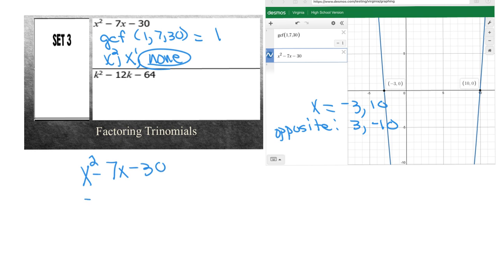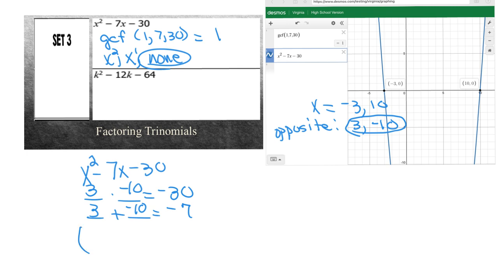I want to know what two numbers multiplied together equal negative 30. But when I add them, equal negative 7. And my best friend Desmos gave me those two numbers. I have a positive 3 and I have a negative 10. And if we type that into Desmos, we would see that 3 times negative 10 is negative 30. 3 plus negative 10 is negative 7.